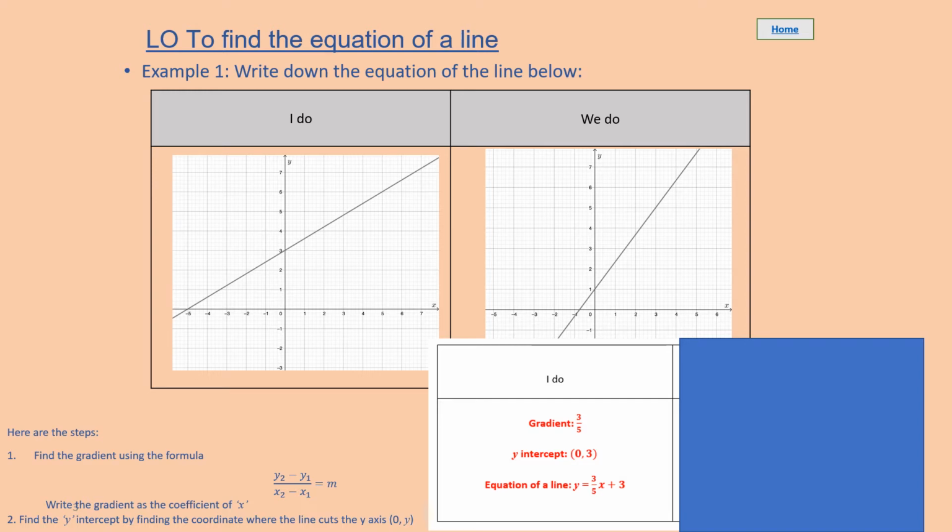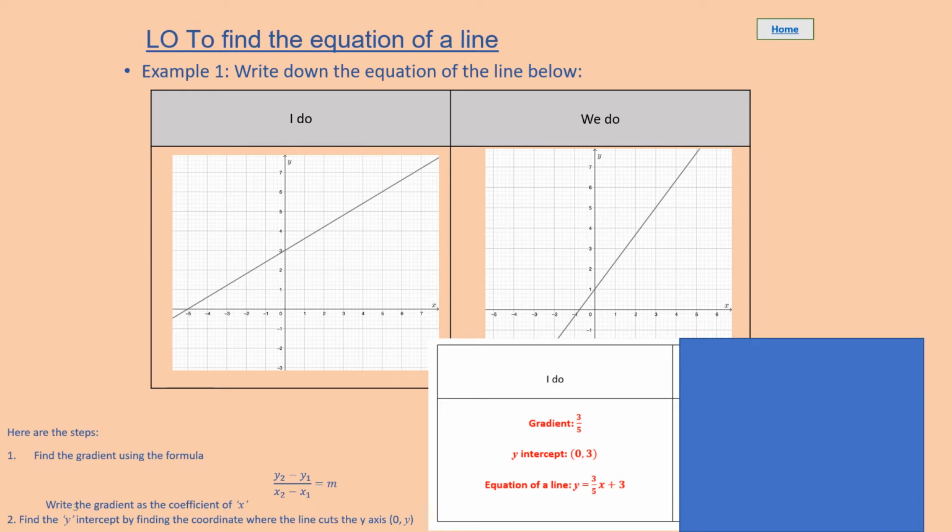Okay, so today's lesson is to find the equation of the line. Now we're looking at graphs to do this for our first few examples. So we're going to follow the steps at the bottom of the screen. First of all, we're going to find the gradient using the formula change in y over change in x.